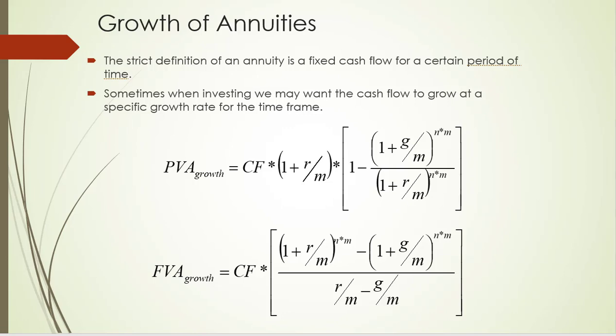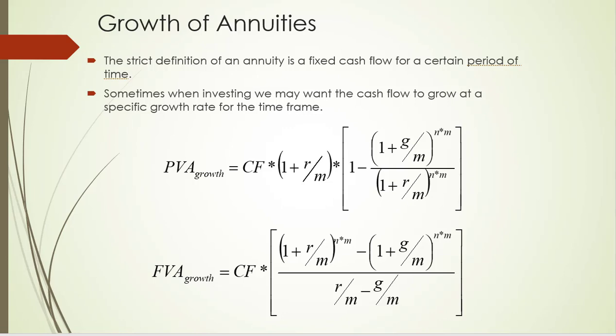It could be due to inflation, or maybe you get a bonus at work, so you increase the amount that you invest on a monthly basis. But there is potential to strategically incorporate growth into these payment streams, if you will. And you can see that the formula is drastically more complicated than the previous formulas that we've talked about.